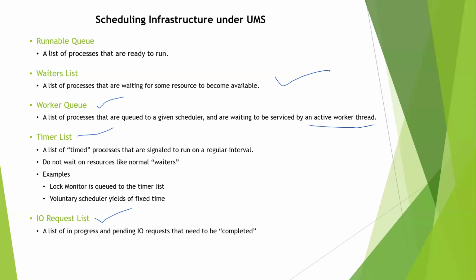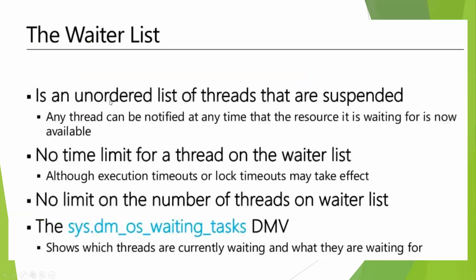So that is the reason we have a dedicated queue for IO requests as well. Whenever an IO request is posted, that request will be tracked under this particular queue, right? So then it will be in this particular request, right? Again, it is an unordered list of threads that are suspended.